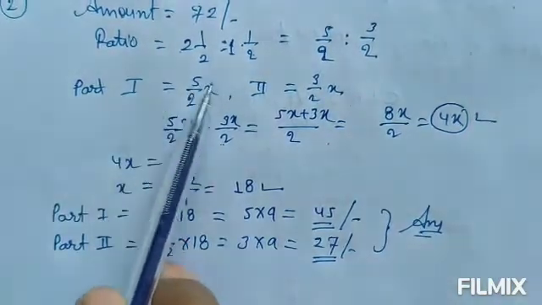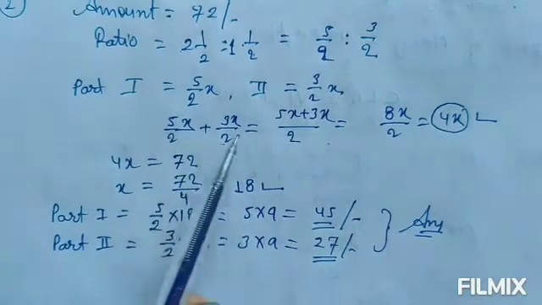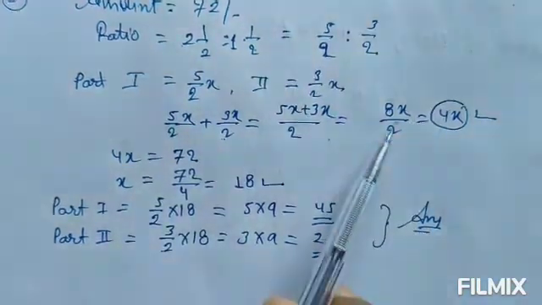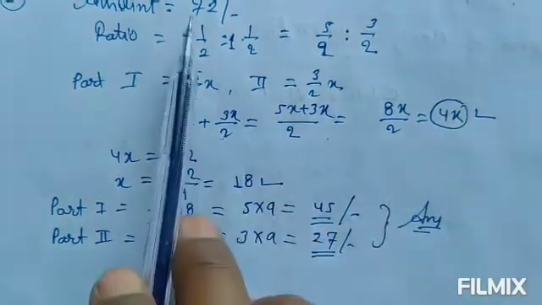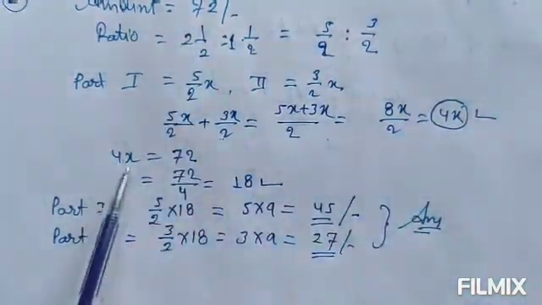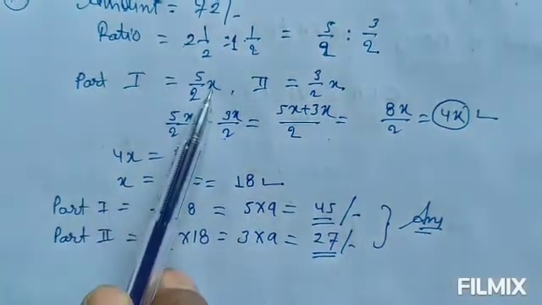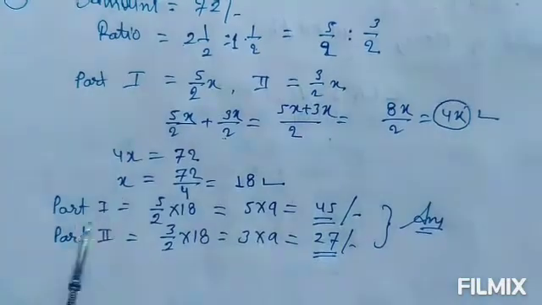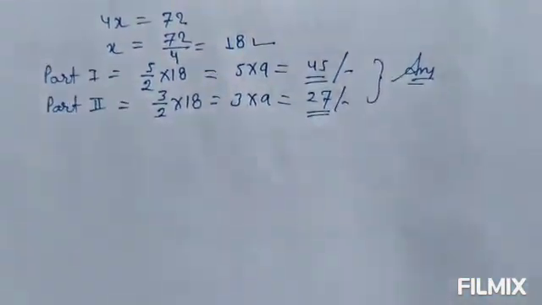So part 1 is this. Take the x with them, add both the ratios, it will be 8x upon 2, means 4x. This is the complete value, and the complete value is equal to 72. It means 4x is equal to 72. The value of x is 18. Put the value of x here and here also. So part first will be 45 rupees and part second will be 27 rupees.